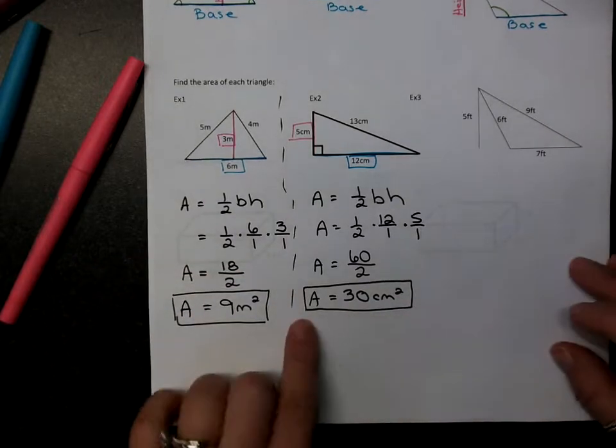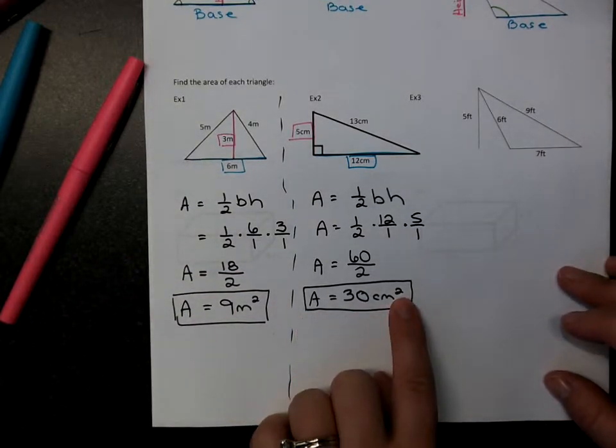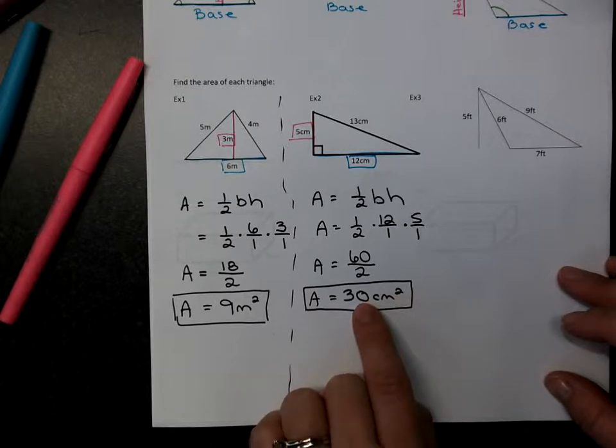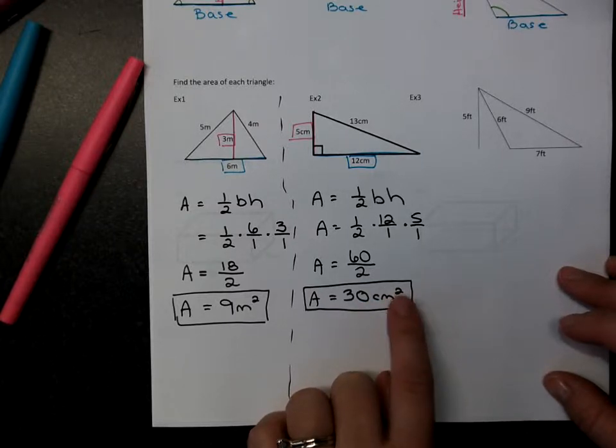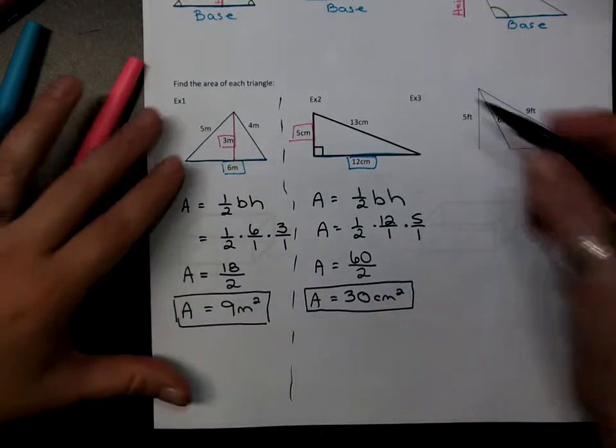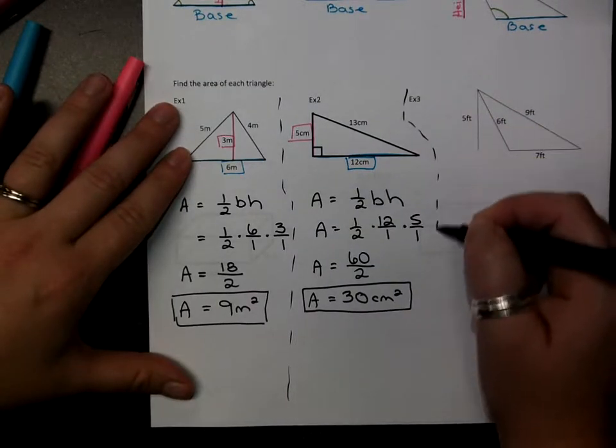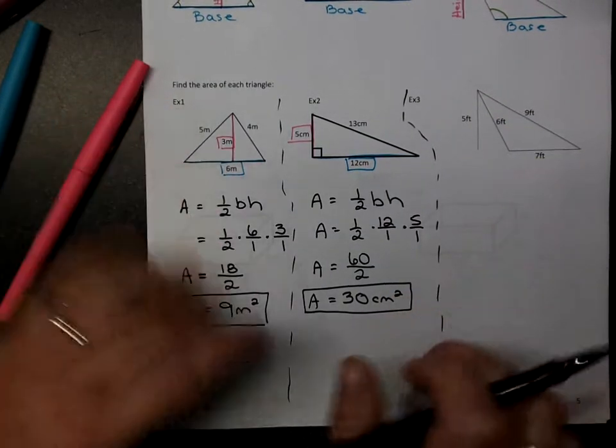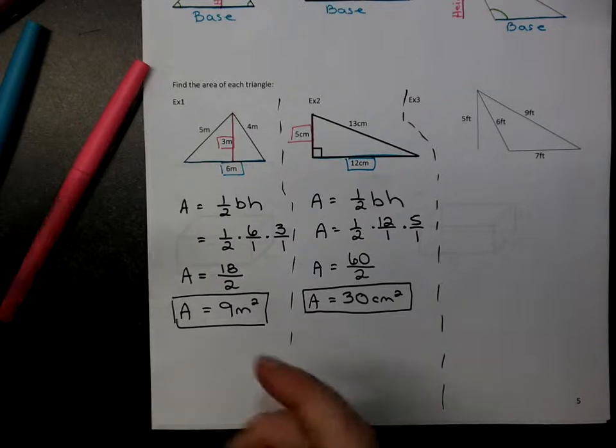Again, when you have area, you always have a little squared on the unit. It doesn't change your answer, it doesn't affect your answer at all. You just put a little 2 on the units. Alright, let's look at example 3. If you're feeling comfortable, you can try example 3 on your own. If not, you can watch me.